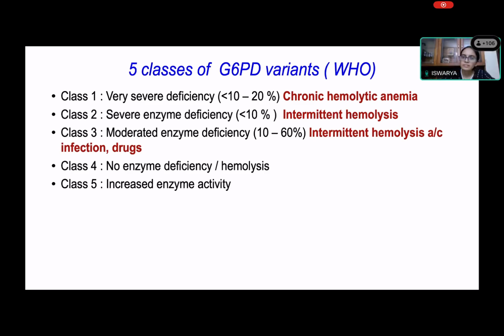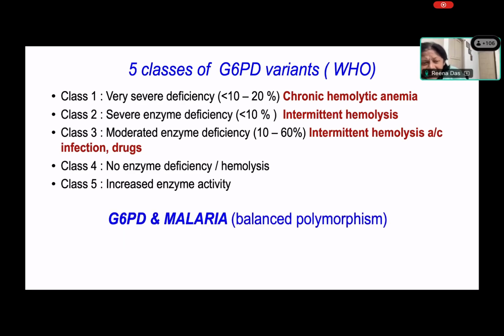Mediterranean type. Very good. G6PD Mediterranean, that is the more common one. And we talk about this G6PD being common in our population because of malaria being prevalent, endemicity, because of the balanced polymorphism that is there. Because the RBCs which are G6PD deficient are able to resist malaria basically.